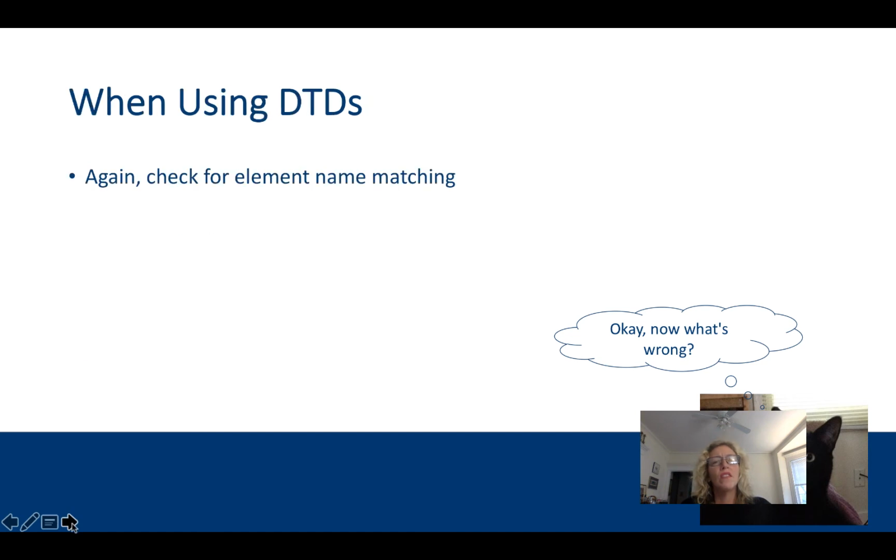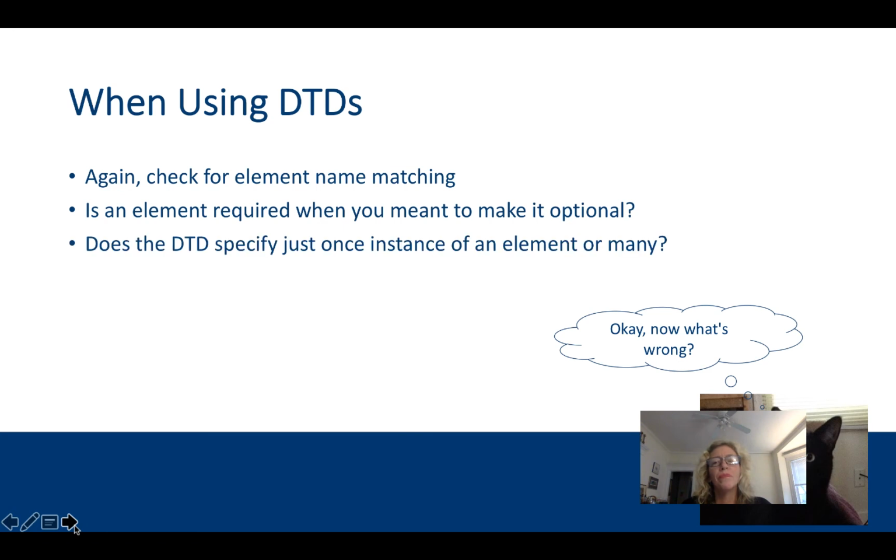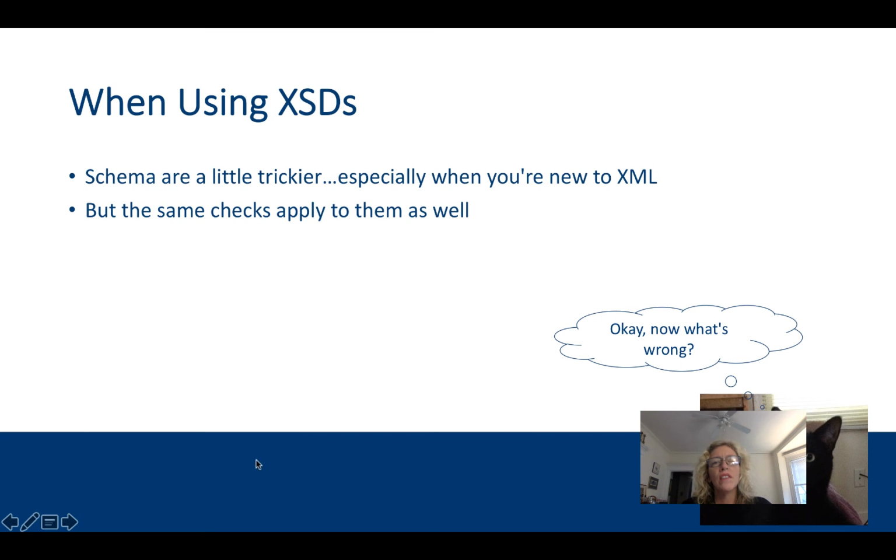So when you're using the DTDs, check for element name matching. Make sure that they match everywhere in the file, and look to see if there's an element required when you need to make it optional. And if the DTD specifies just one instance of an element or many, that's something you need to check. And also check to see if the elements are in the right order. When using the XSDs, the schema is a little trickier, especially when you're new to XML, but these same checks apply to them as well.